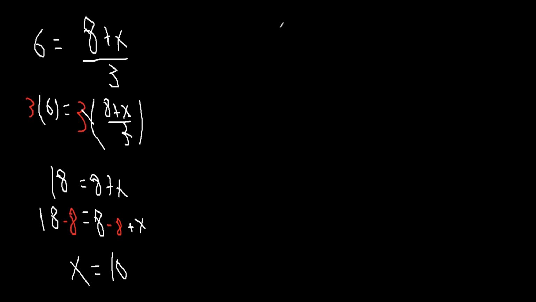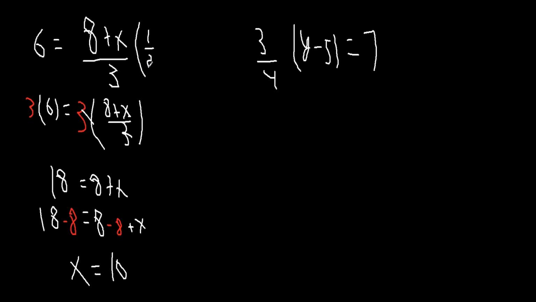Our next example is 3/4 times y minus 5 equals 7. Now this example is a bit different from our first one because there we're just dividing by 3, and this is the same thing as saying 1/3. 1/3 is the same as dividing by 3 because we know that 8 plus x times 1 is 8 plus x, and then we're just dividing by 3.